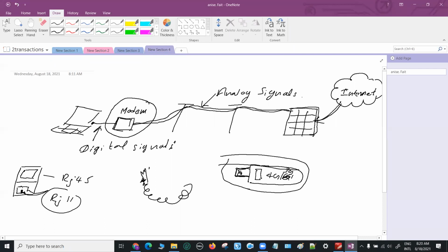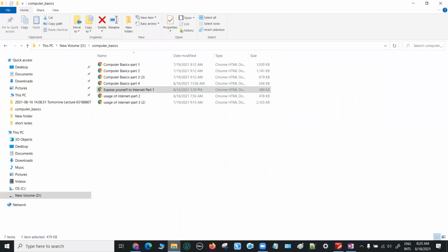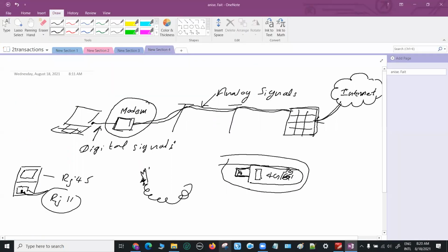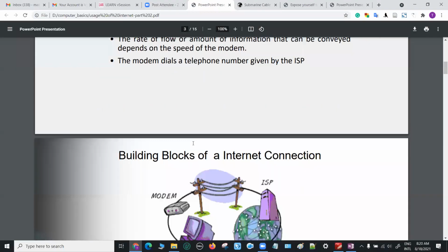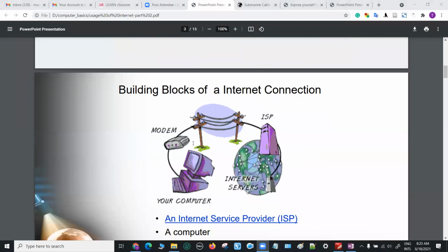Okay, if you have any questions, you can ask before moving to the next part. Okay, so I move forward with other types of connections. Yeah, one message.